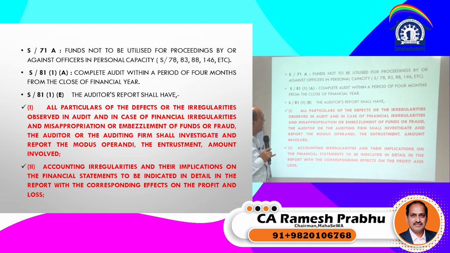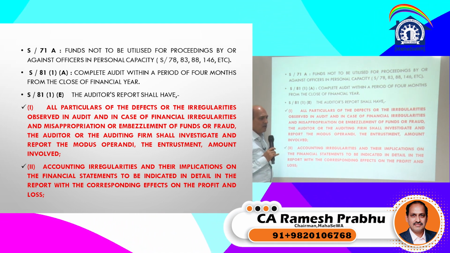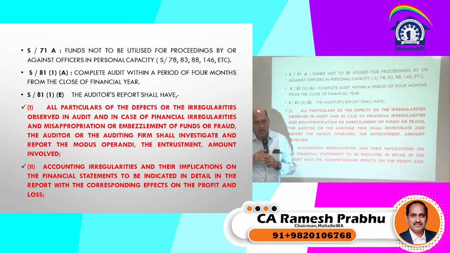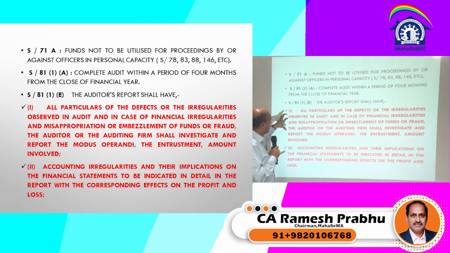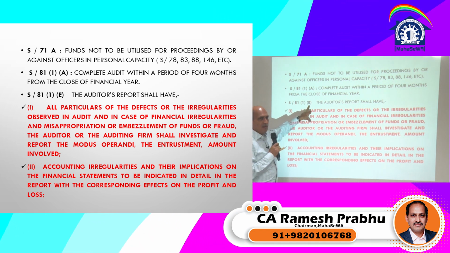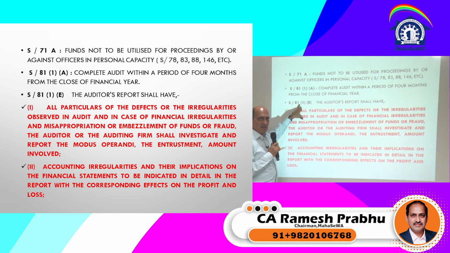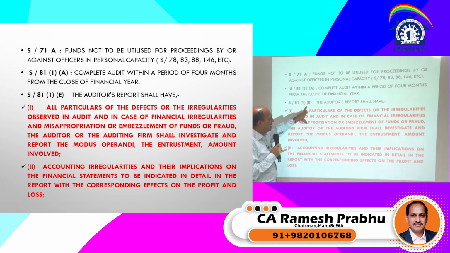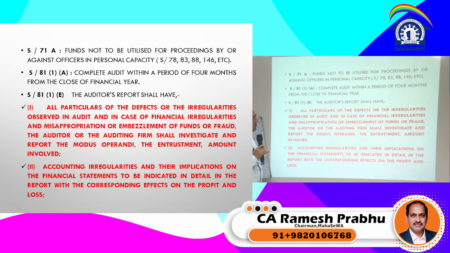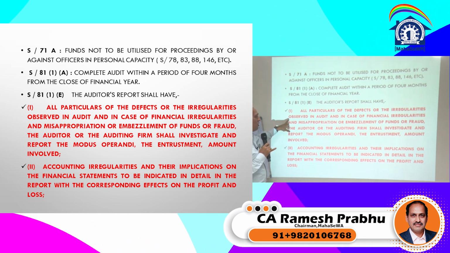Now 81(1)(e), the auditor's report shall have. So I said once you appoint the auditor, naturally after completing the audit, he has to give the report. Section 81(1), subsection 1, clause E, the auditor report shall have. What it says is all the particulars of the defects or the irregularities observed in the audit.